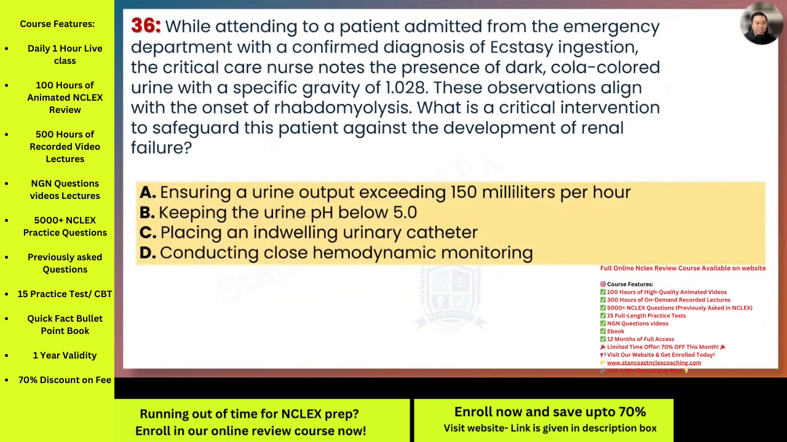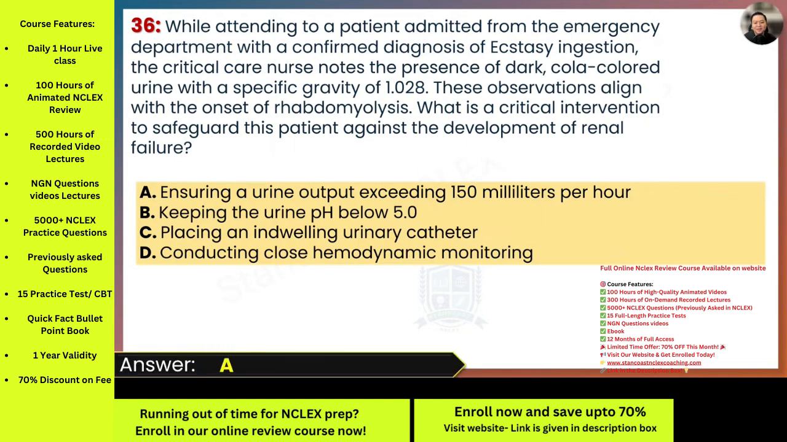Options: A, ensuring a urine output exceeding 150 mL per hour. B, keeping the urine pH below 5.0. C, placing an indwelling urinary catheter. D, conducting close hemodynamic monitoring. The answer is letter A.